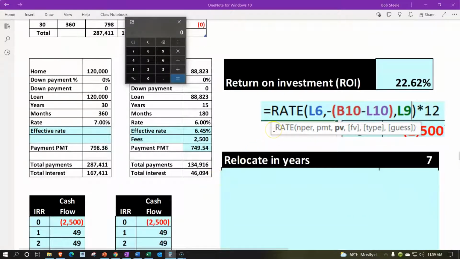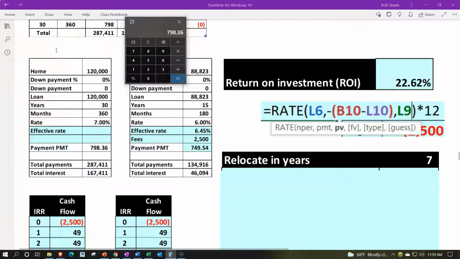So we could use a rate calculation to calculate this. That would be the rate, and then brackets, the number of periods. The number of periods would be the 15 times the 12 or the 180, and then negative of this period minus the payments. Now the payments, I'm looking at the difference between the two. The difference between these two payments, subtracting that out, which we calculated, what was it again?